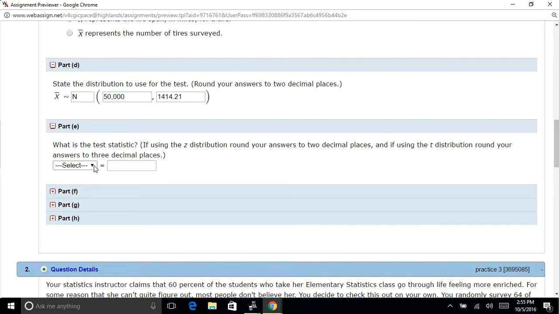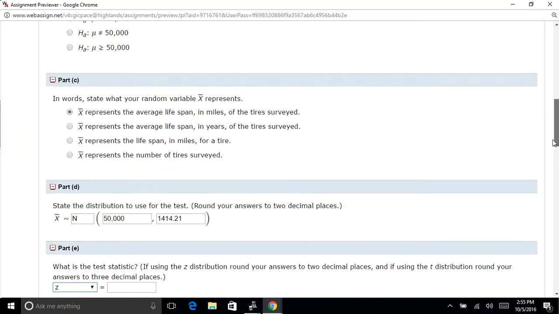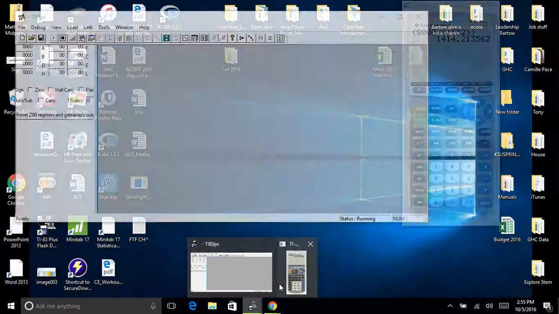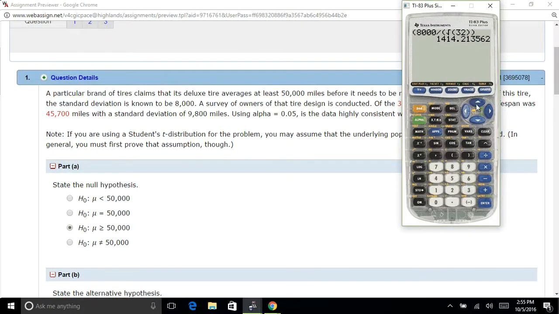Now I need to determine my test statistic. I know this is a z. So again, I'm going to go back up to the top. And again, let's talk about this. The reason I know it's a z, and it's going to become really obvious here, is because I have the population standard deviation, which is 8,000.